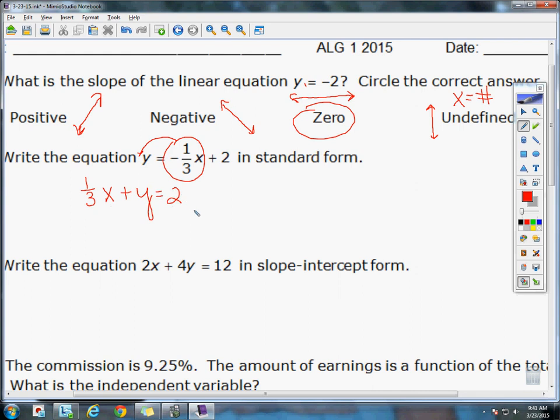And then you ask yourself, do I have any no-nos? The two no-nos you check for are no negatives and no fractions. Here you have a fraction, so to get rid of that, you multiply everything by the denominator, which is 3. So I'm going to multiply everything in here by 3. You can use your calculator to do 3 times 1/3. That would just give you 1, so 1x. 3 times y is 3y. 3 times 2 is 6. That would be your answer in standard form.